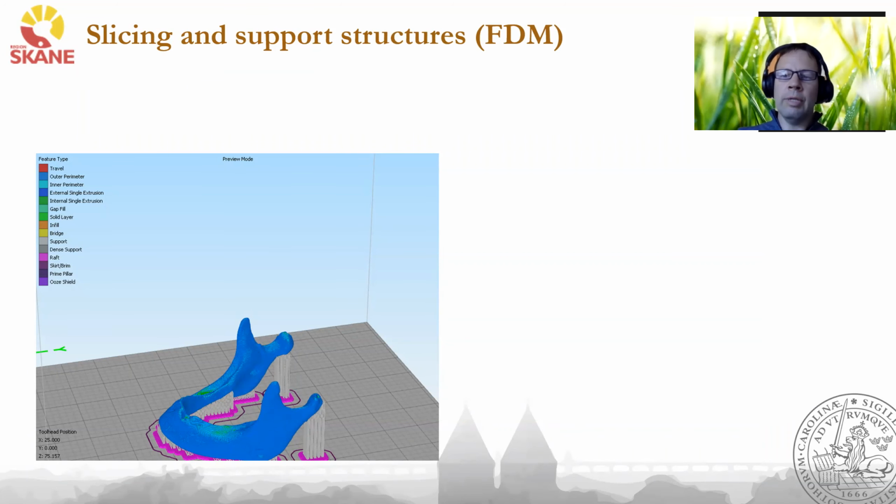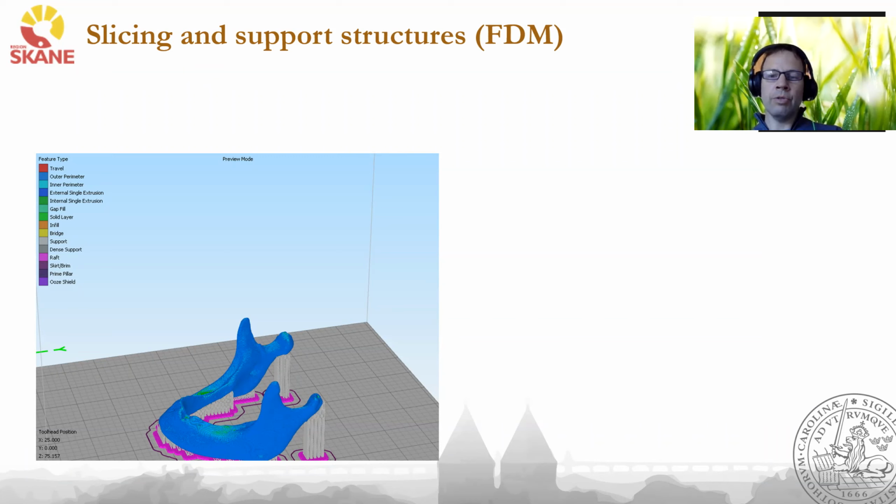As I mentioned, an important limitation of the technique is that it cannot build structures in mid-air. Therefore, the printer prints support structures that later need to be removed. This image shows a preview of a print in another slicing software. And in this case, it's a mandible instead of a vertebra.